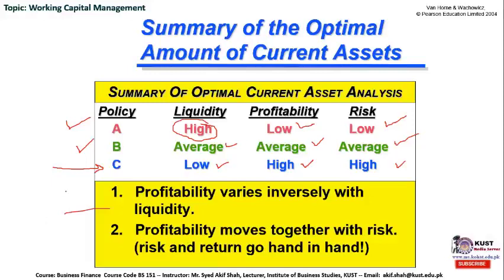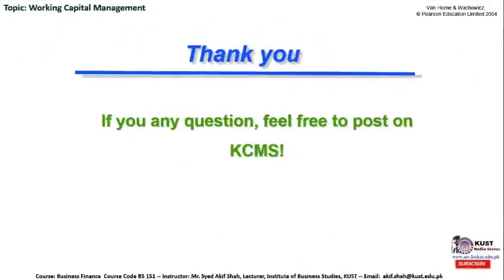So we can conclude that profitability varies inversely with liquidity. However, profitability varies together with risk, and risk and return go hand in hand, as has been explained in the risk and return lecture as well, that there is a direct relationship between profitability and the risk of the company. So this was all about the discussion related to working capital management and different policies pertaining to the level of current assets in the firm.